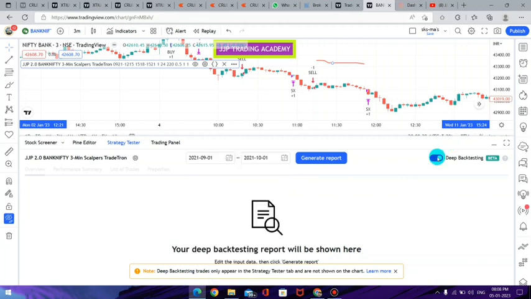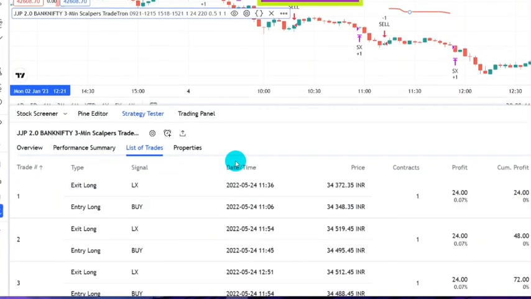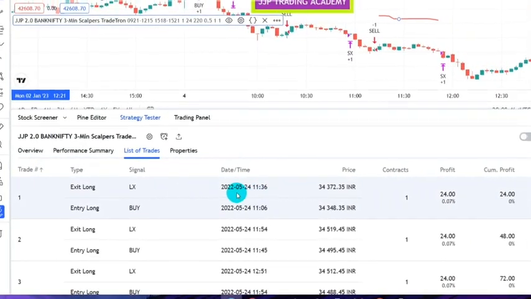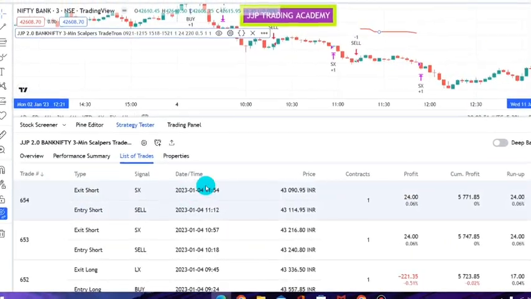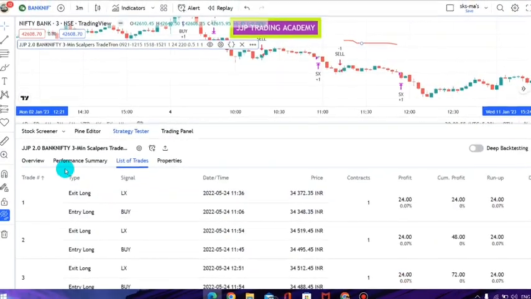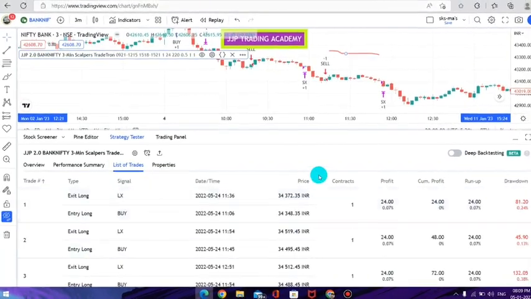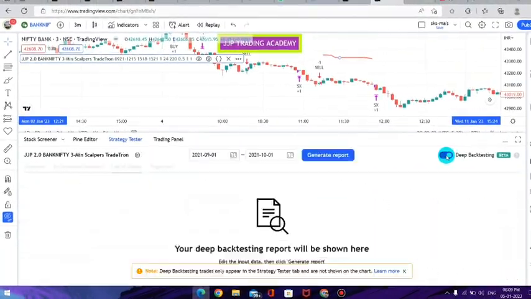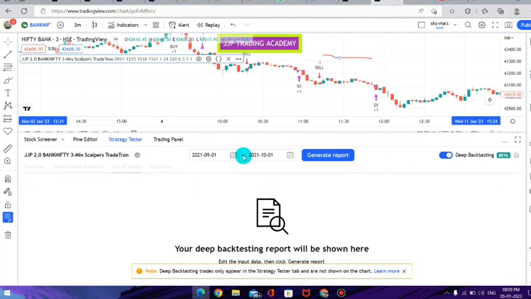So previously we have seen the list of trades from 2022 524 till this date. We are seeing the backtest. Almost 12 months we are getting the backtest for our normal version. In the premium version, normal, we are getting the total backtest here. If you want to go deep backtesting, then you can go beyond this. So 2022, right? So I am just going to do a deep backtest.